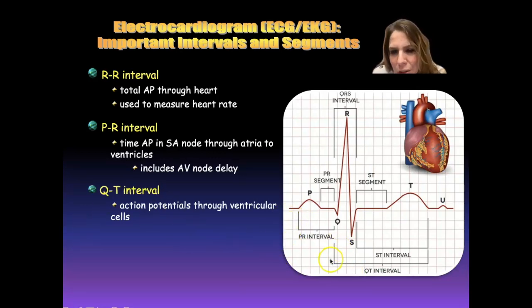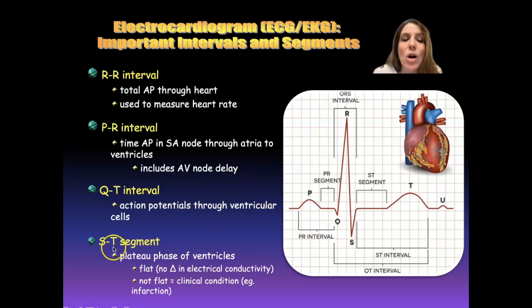Our QT interval is kind of what it sounds like. It's going to start at the Q wave and continue all the way until right at the end of the T wave. And so that's going to allow you to track action potentials through all those ventricular cells.